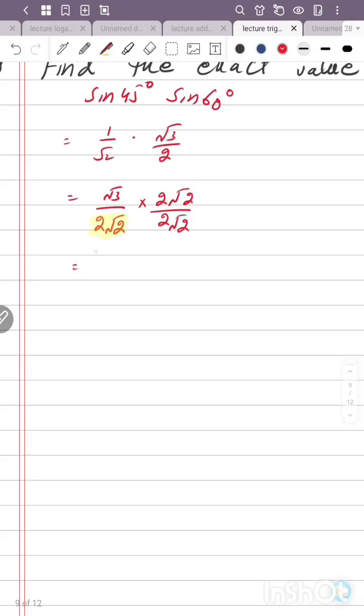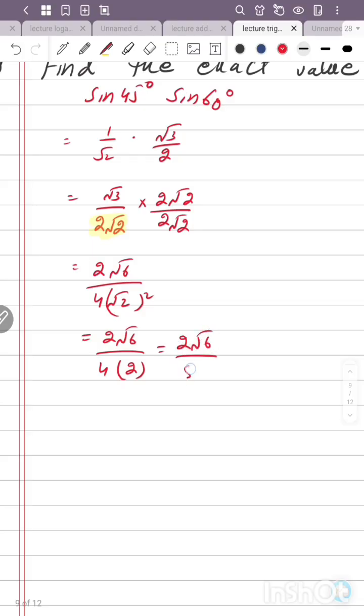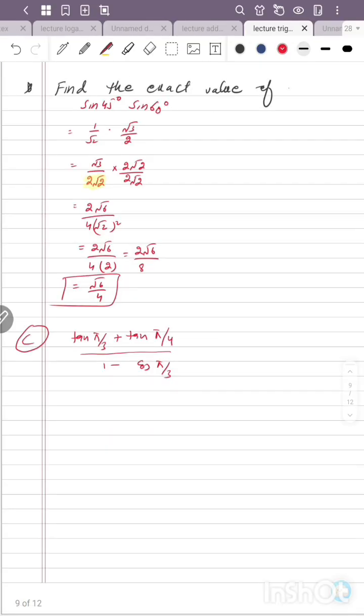Now 2 square root 6, here 4 square root 2 square, so we got 2 square root 6 over 4 here 2. We got 2 square root 6, the answer is 8, and square root 6 by 4, we got this answer. Okay dear friends, hopefully you can understand.